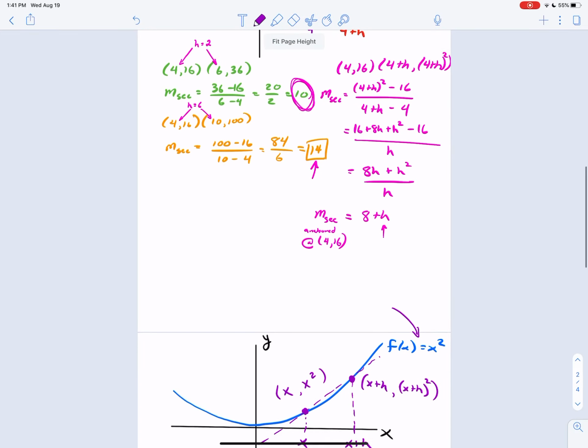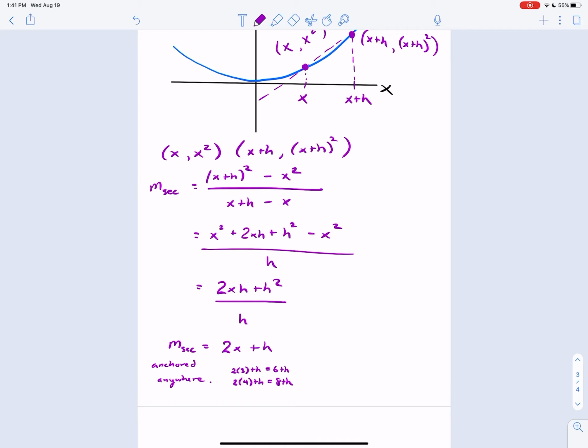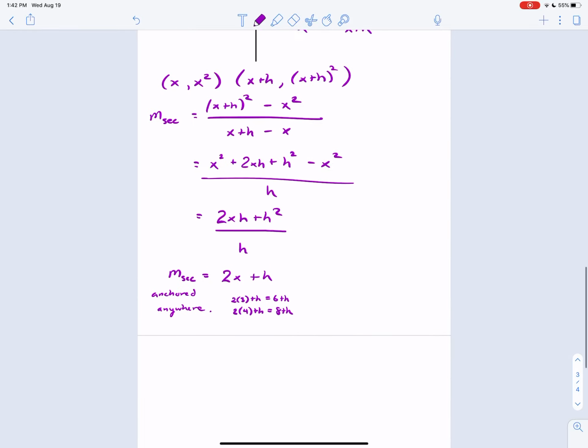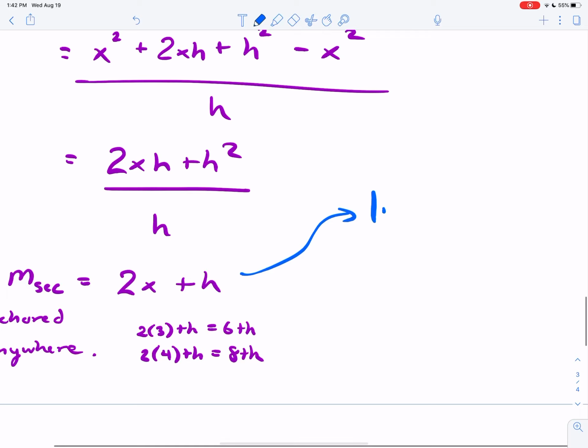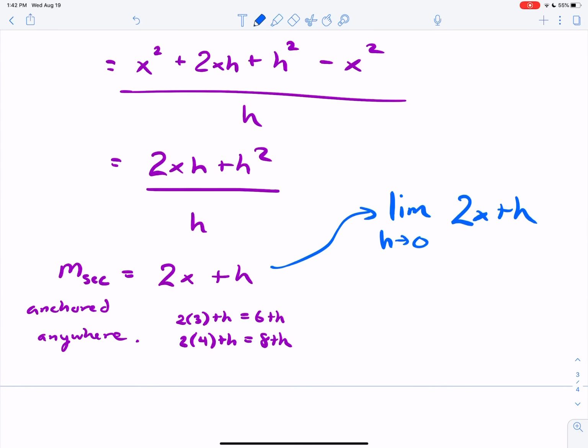So I was able to come up with a very generic way of finding the slope of a secant line anywhere on a parabola, no matter where it's anchored. Okay? But I did not use any calculus yet. So I want you to think about this. What we're going to do here is incorporate some calculus. We're going to take the limit of 2x plus h as h goes to 0. I want you to solve this first, and then we'll talk about the purpose behind that limit. If we're taking the limit as h goes to 0, this should come out to 2x. Because if h goes to 0, all you're left with is 2x.